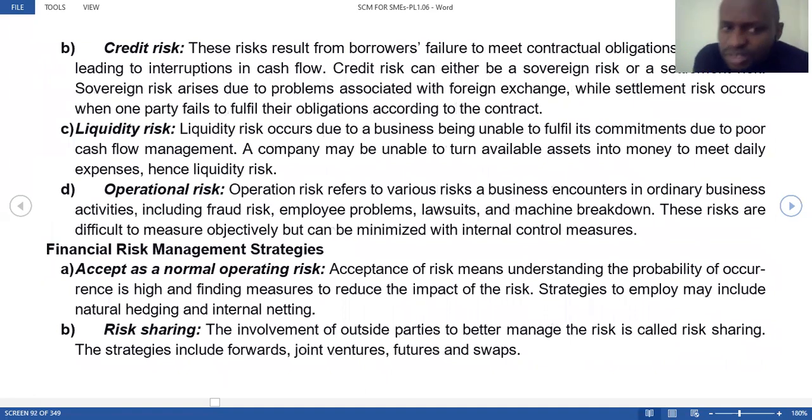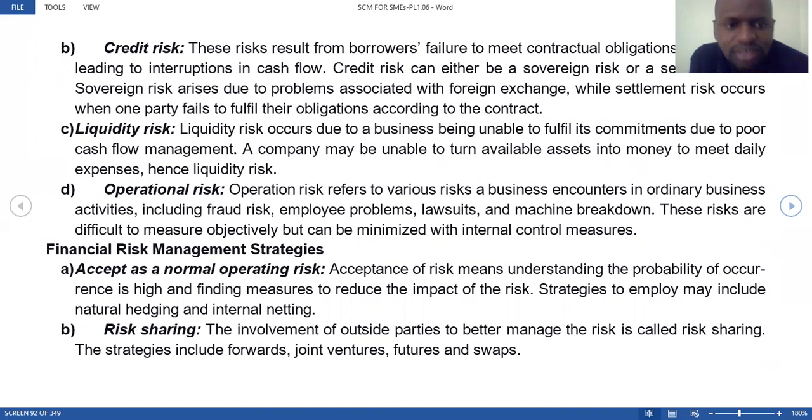Then we have credit risks. These risks result from borrowers' failure to meet contractual obligations. Sometimes you have borrowed money, but you end up not paying the money. And this might pose a risk to the organization. And if the organization has a lot of non-claimed finances, then it might end up closing because it will not have money to support their day-to-day business.